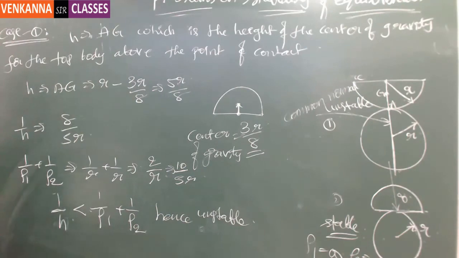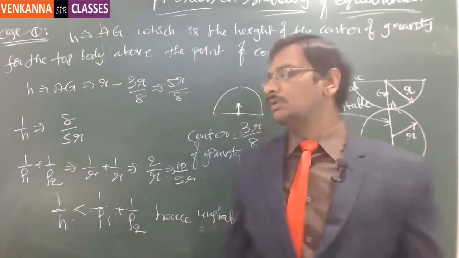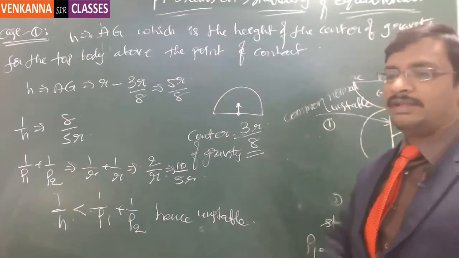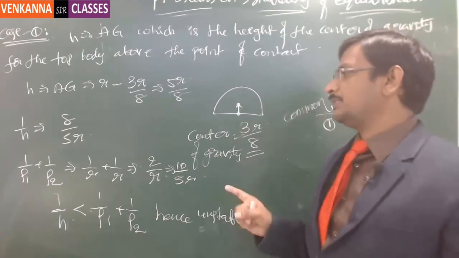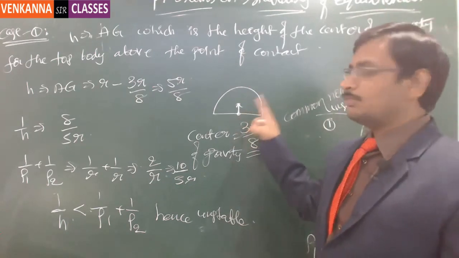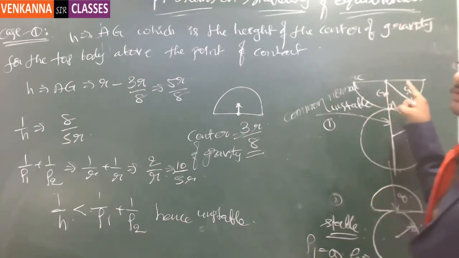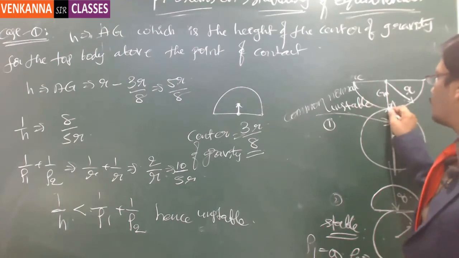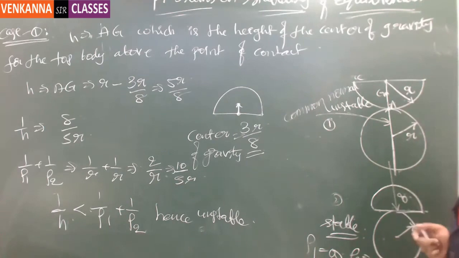Got it? So this is straightforward and simple, nothing complex. We are calculating 1 by rho 1 and 1 by rho 2, but identifying the 1 by rho 1 and 1 by rho 2 values is very, very crucial, and h especially. We are tempted to find the h value like this, but it is r minus 3r/8. That's how you have to calculate the h value. By definition, it is the height from the point of contact to the center of gravity of the top body.